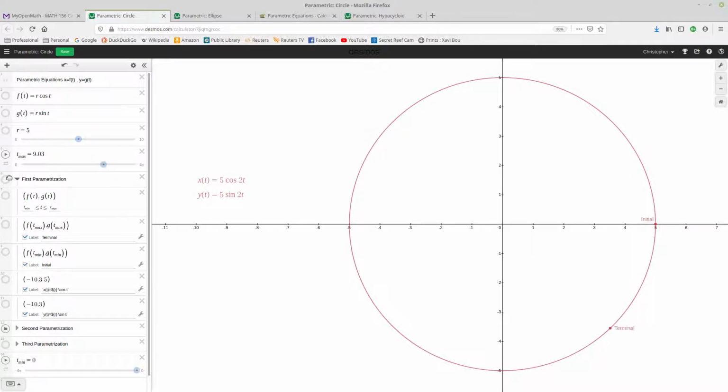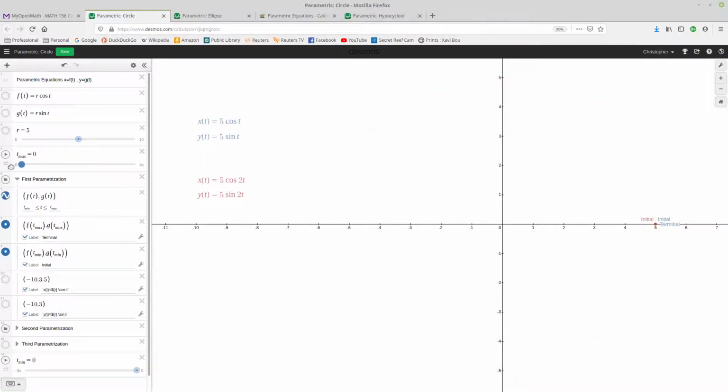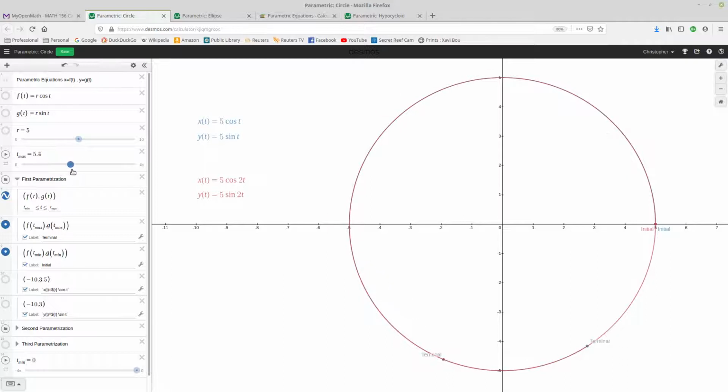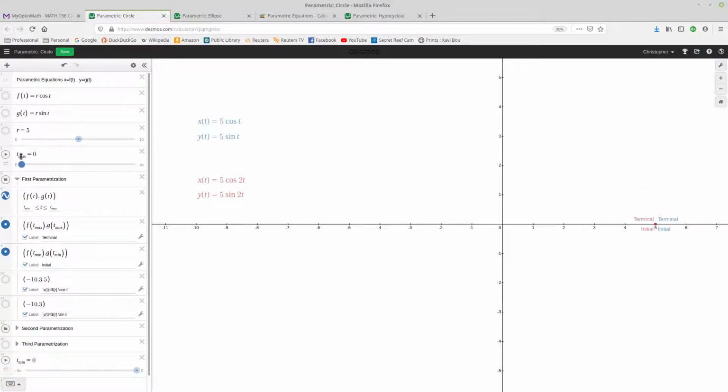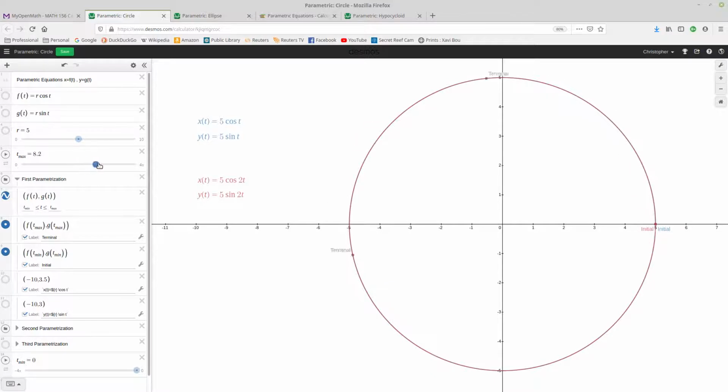And in fact, if I bring back both simultaneously and start at the beginning, we can see that the red circle, which is defined by these equations with a 2t instead of a t, is being traced much faster than the blue circle. And so we're going to see that terminal point that's colored in red lap the terminal point in blue. And so even though the resulting static picture is the same circle, they're clearly being drawn in a couple different ways.